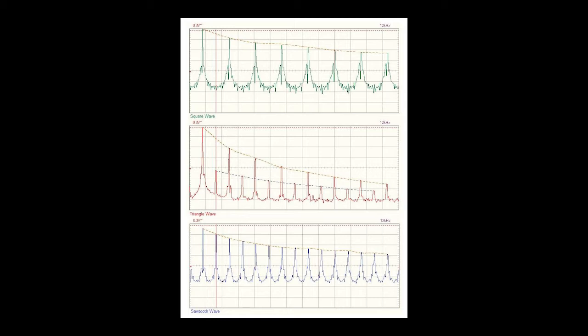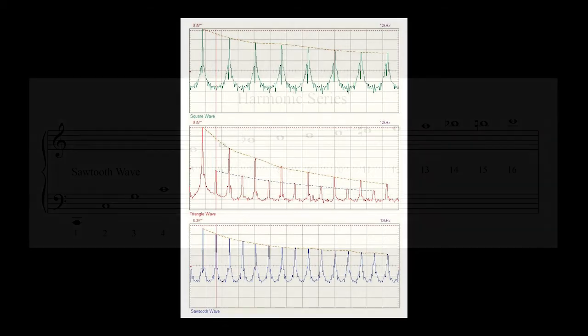However, when you look at the triangle wave, which does have even harmonics, but they're less prominent than the odd harmonics, notice how the slope of the peaks of those harmonics is much steeper than with either the square wave or the sawtooth wave. These are the things that we hear when we listen to the differences between the tones of the triangle wave, the square wave, and the sawtooth wave.